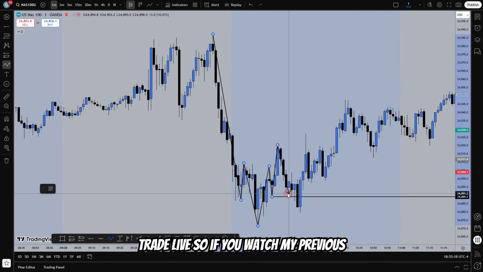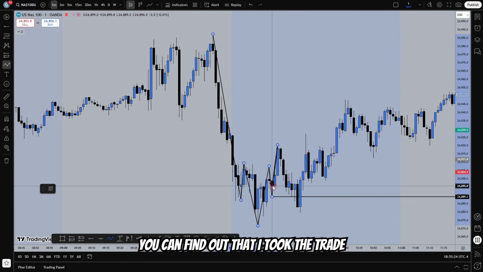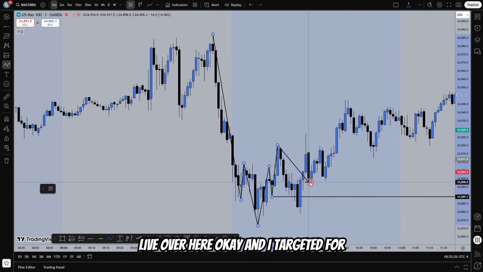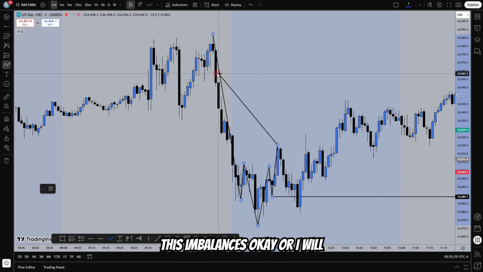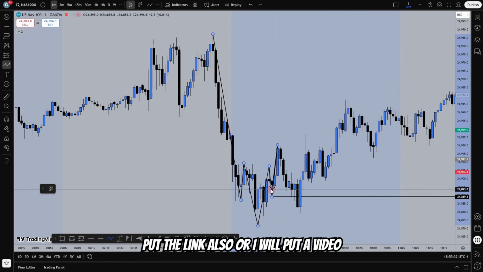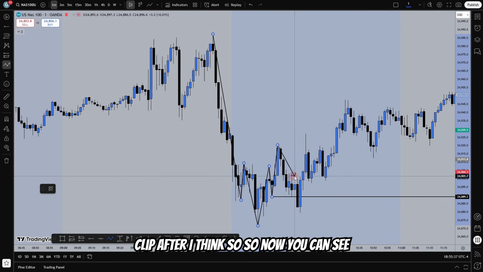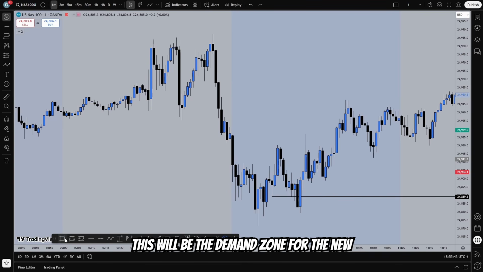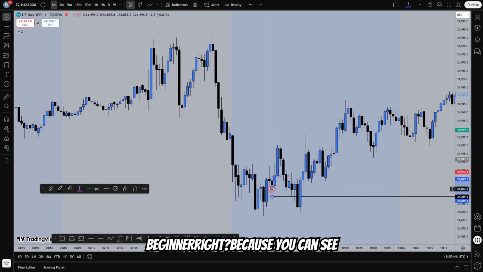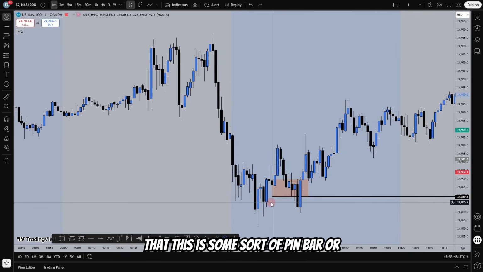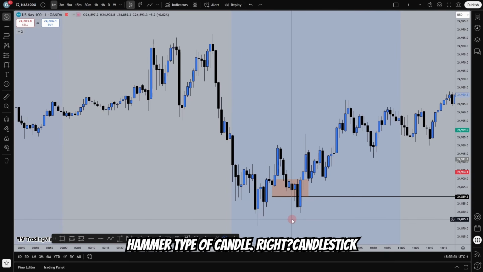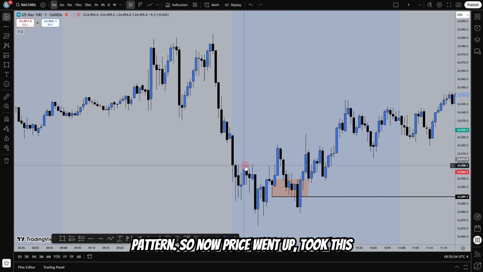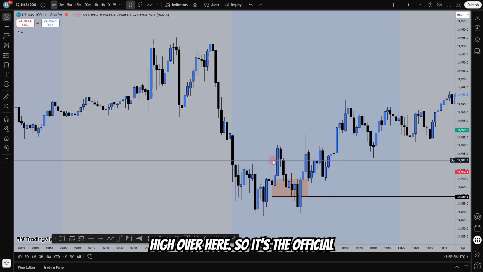And I caught this trade live. If you watch the previous video before this one, you can find out that I took the trade live over here, and I targeted these imbalances. I will put the link, or a video clip after this. So now you can see this will be the demand zone for the new beginner, because this is some sort of pin bar or hammer type of candlestick pattern.